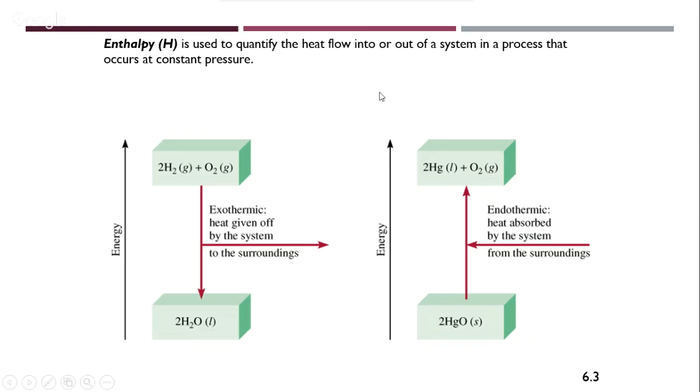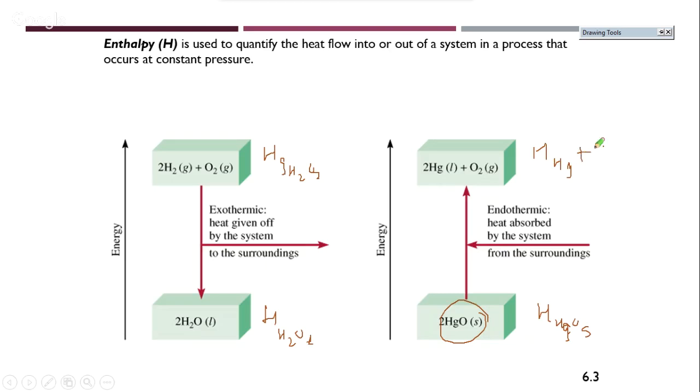Now we can always mention here, this is the enthalpy of H2O, which is in the liquid state, and this is the enthalpy of gaseous H2 plus O2. Similarly, here we can say this is the enthalpy of H2O in the solid phase, and this is the enthalpy of HgO in the solid phase, and this is the enthalpy of Hg, which is mercury, plus the enthalpy of oxygen in the gaseous state. So in both of these, we understand that energy sometimes can be given in or can be taken out. Enthalpy of the system can be defined here, and the system can be defined here as well.